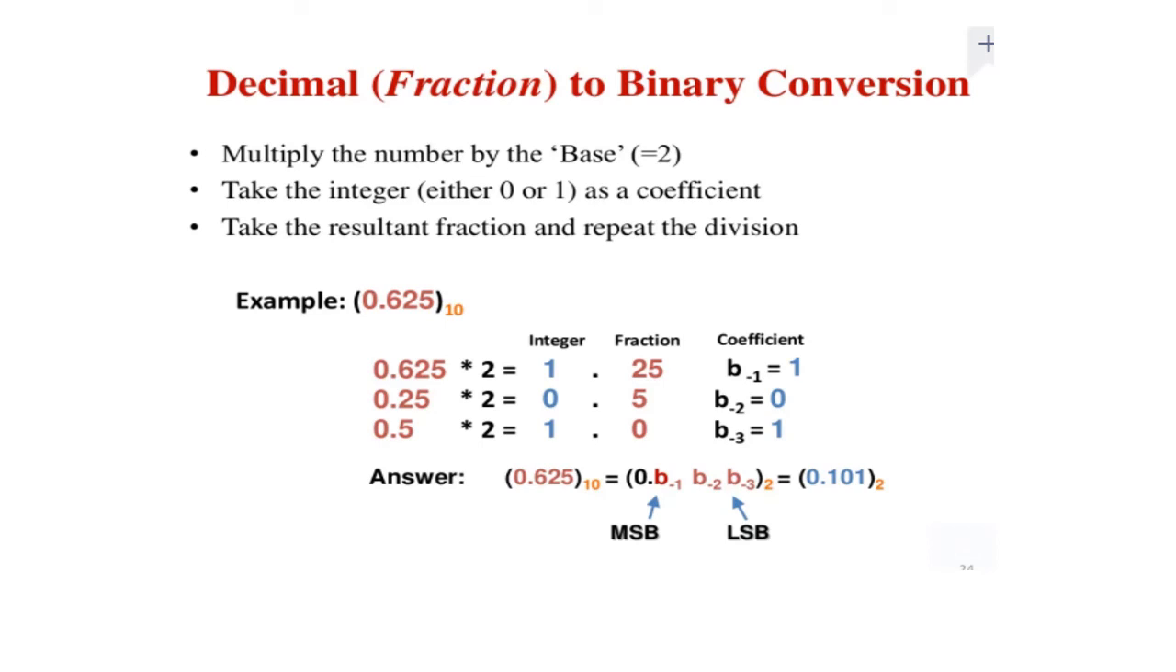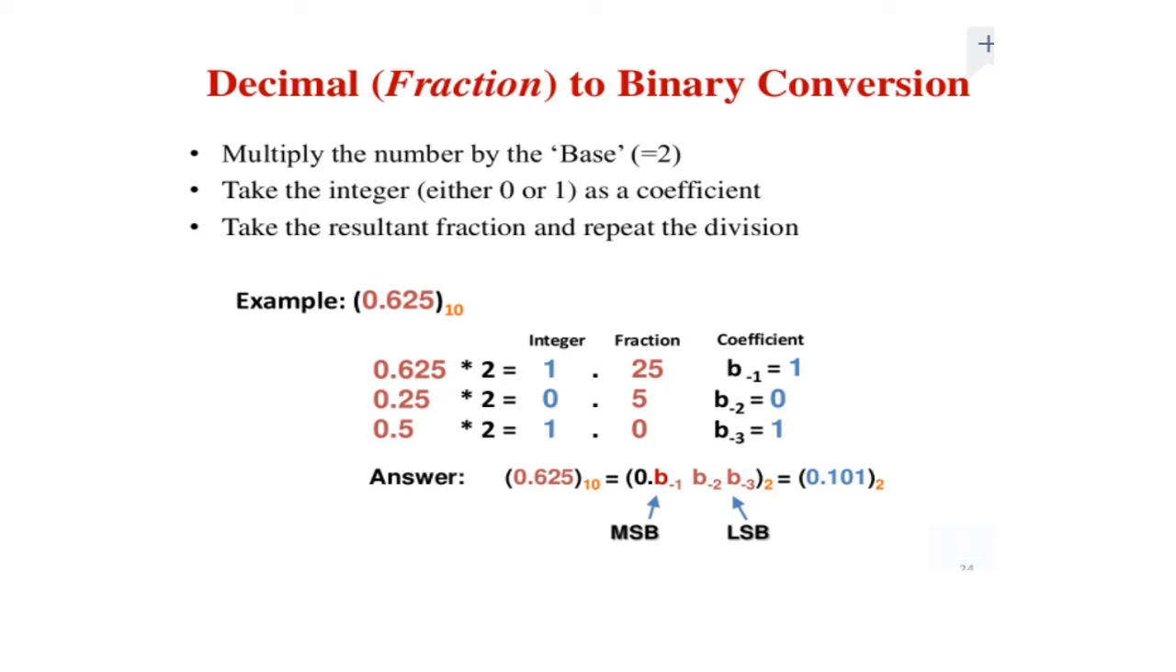Next, decimal fraction to binary conversion. You have to multiply the number by base 2, take the integer part, either 0 or 1, as a coefficient, and take the resultant fraction and repeat. For example, 0.625 base 10. So 0.625 into 2 we get 1.25. Take the integer value as the coefficient, that is b minus 1 is 1. Subtracting 1 gives 0.25. That into 2 is 0.5. So b minus 2 is 0.